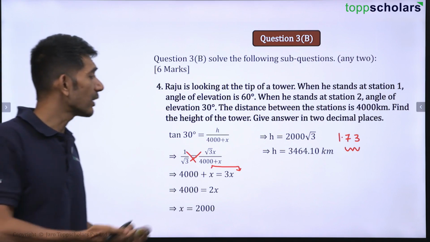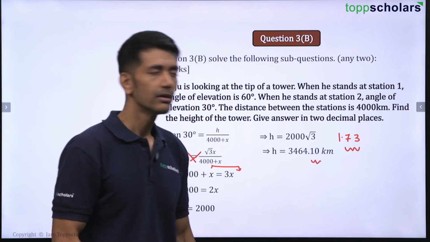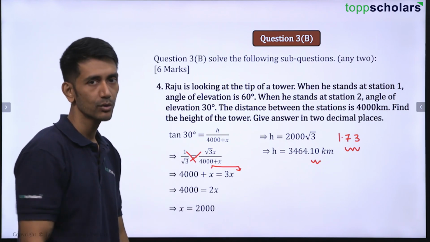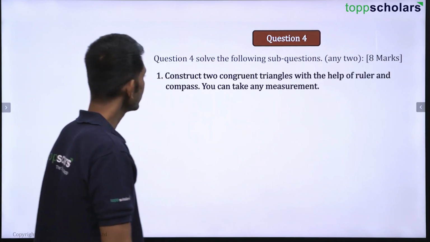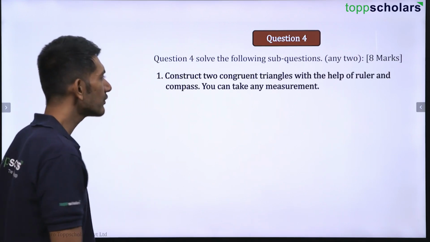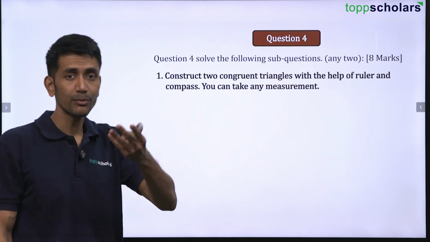They told us to write down the answer up to 2 decimal places. So we have written up to 2 decimal places, that is 3464.10 kilometer. Correct? Very good. So let's have a look at one more question. It says construct two triangles with the help of the ruler and compass. You can take any measurement. Now this question is asked for 4 marks.